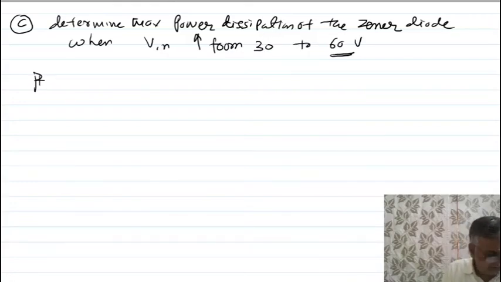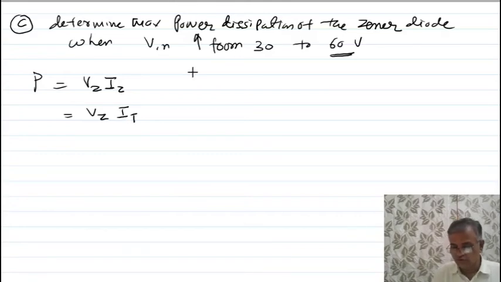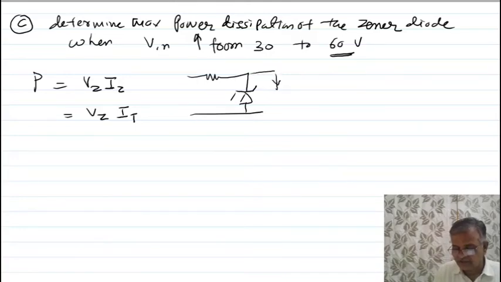The power dissipation formula you know: zener voltage multiplied by the current passing through the zener. Here I have to consider the total current, so I should write IT, because this is your circuit diagram. If the current here is 0, the maximum current is passing through the zener. So all this current I have to consider is passing here.